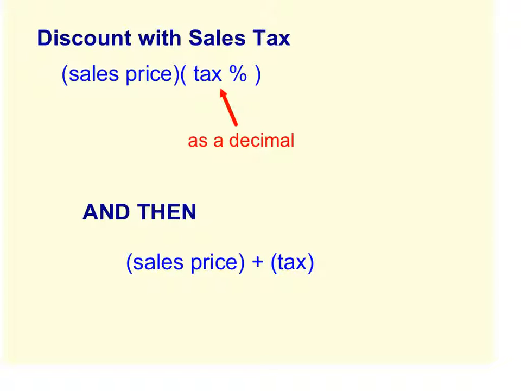All right, now we're going to talk about what if something's on sale, so there's a discount taken, and then you have to pay tax on top of that. So if you have a problem that there's a discount and you have sales tax added in, first you're going to take the sales price of the item. So you may have to find the discount first, subtract it from the total. You're going to multiply it by the tax percent. Again, write that percent as a decimal. And then the last step is you're going to take the sale price of the item and you're going to add in the tax that you just found.